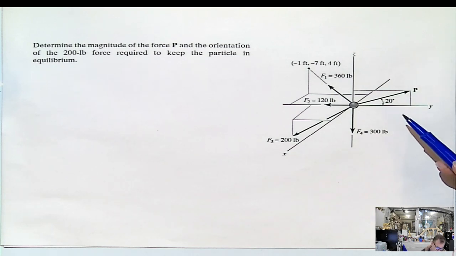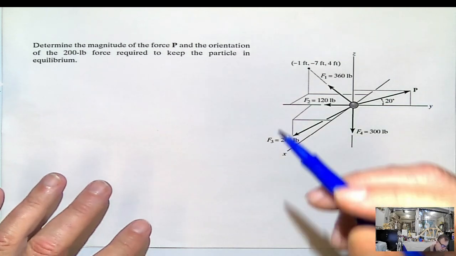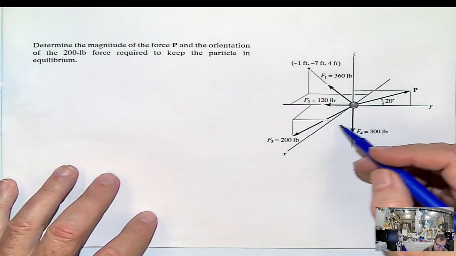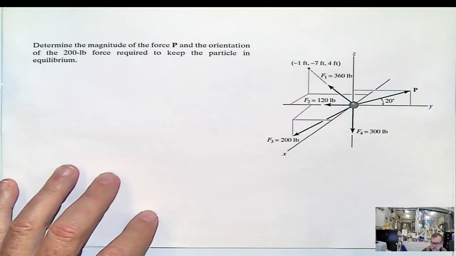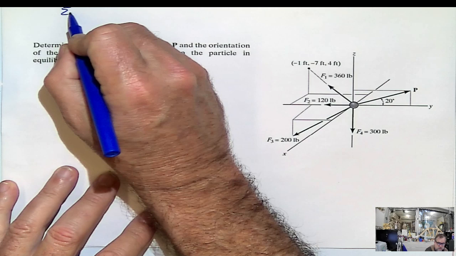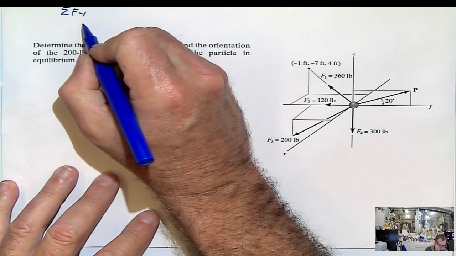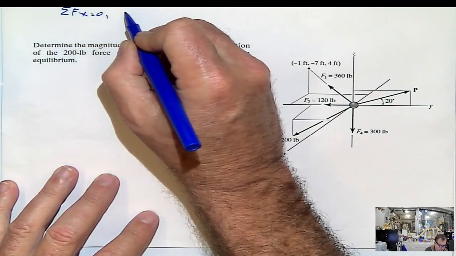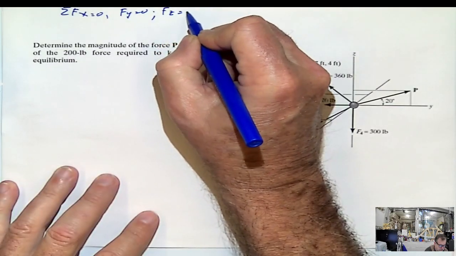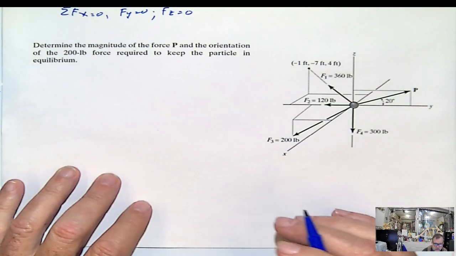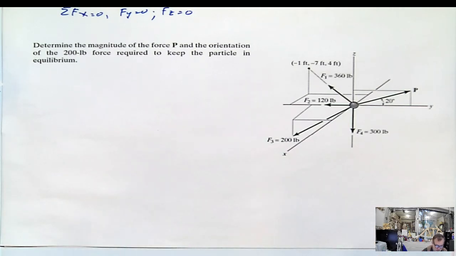However, when you start counting, this is particle equilibrium. Forces in space concurrent at one point. You have three equations of equilibrium. Summation of forces in X must be zero. Summation of forces in Y must be zero. And summation of forces in Z must be zero. That means that the maximum number of unknowns that we can have is three as well.